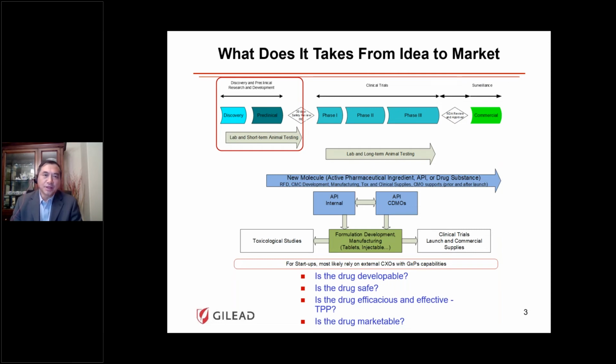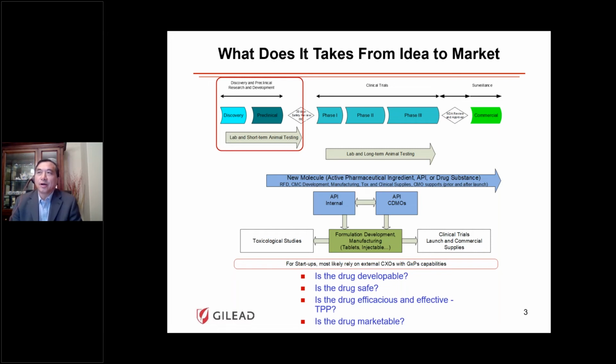What you're trying to do is answer all the questions at the bottom of the screen: is the drug developable? Is the drug safe? Is the drug efficacious and effective? You're trying to establish the target product profile, and that's all you need to prove to the world you have the right product for the right disease. Also, from a business perspective, even after you get the product, does that drug have a market? Sometimes you have a good product, but if there's no demand or you cannot address any unmet medical need, it is possibly not that useful.